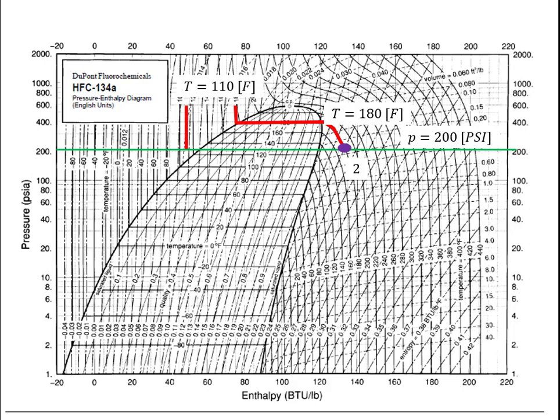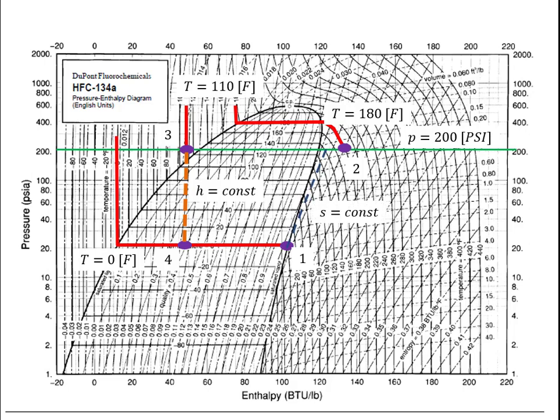Next, I'm going to find state 3, which is at the same pressure, but at 110 degrees Fahrenheit. This is to the left of state 2, which is what I would expect. Next, we have a line for 0 degrees Fahrenheit. As we go through our valve between 3 and 4, we have an isenthalpic process, so enthalpy is constant. That means I can just draw a vertical line down from state 3 to fix state 4. I know that state 1 is at the same temperature, but that the quality is 1.